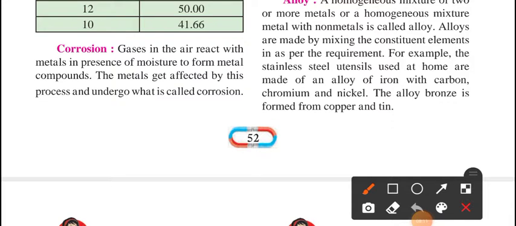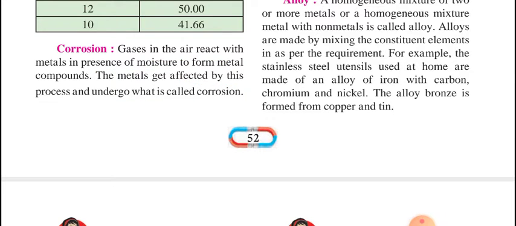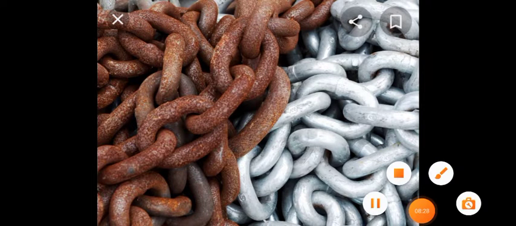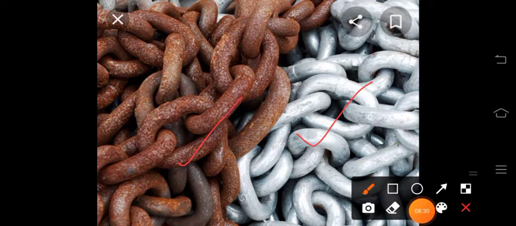Gases in the air react with metals in the presence of moisture to form metal compounds. The metals affected by this process undergo what is called corrosion. Let me show you one image for the same. You can compare these two images. Both are chains only, but this one is new, and this chain has reacted with oxygen. Afterwards some layer formed on it, and it got converted into corrosion. Whatever the formation happening over there, that is corrosion only.